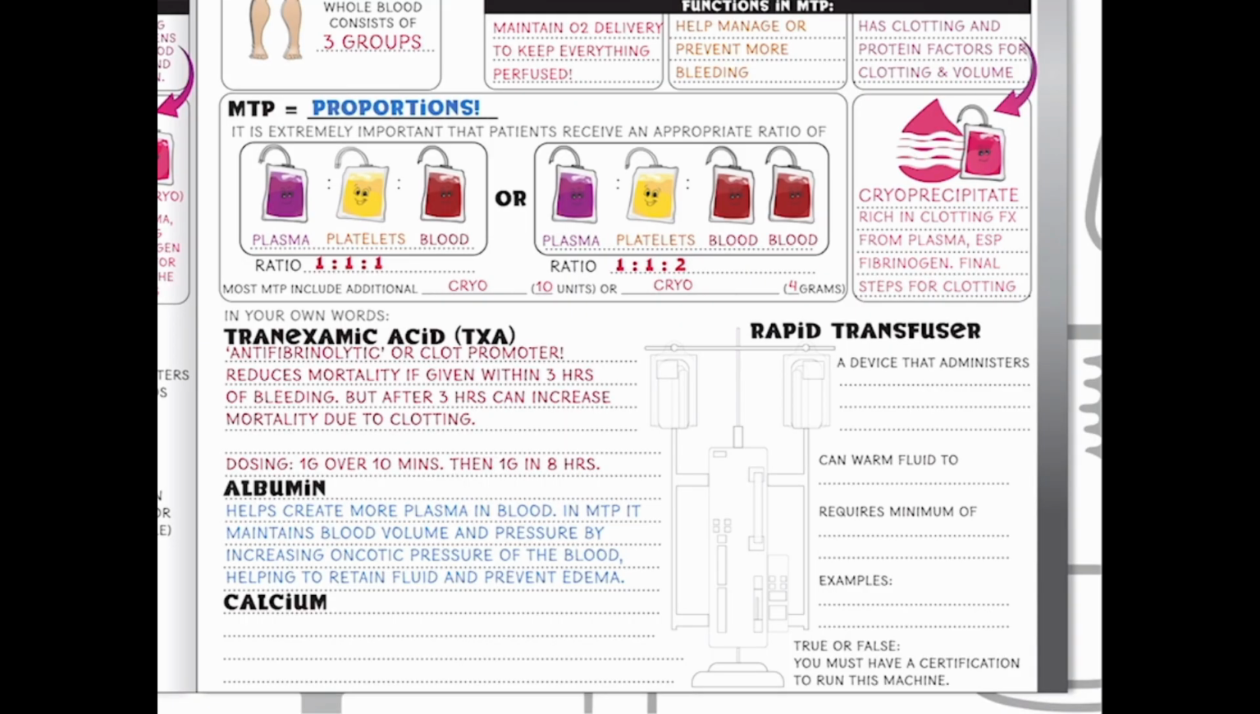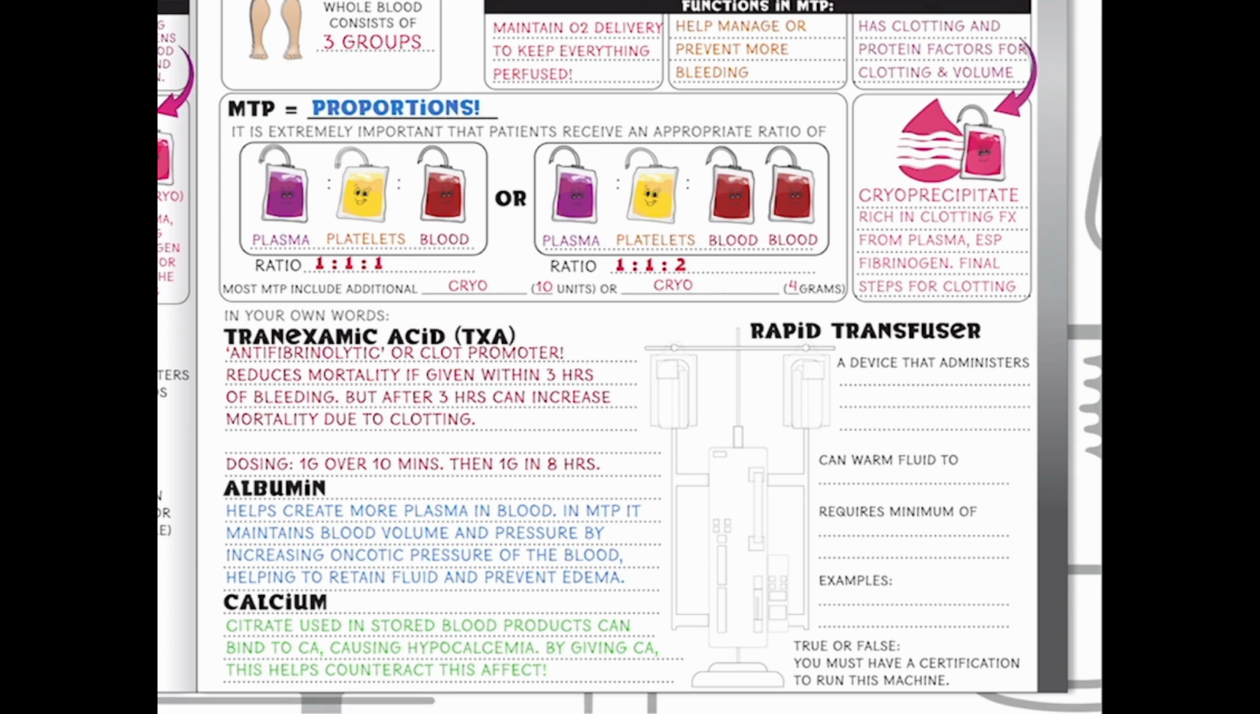If our heart doesn't have enough volume to pump around in its chambers, things are going to go bad. So we want to make sure that we're giving this to help with that plasma and that volume expansion, so we do have enough to keep perfusing to the good stuff, our main organs. Lastly, this word here, calcium. Why is calcium so important when it comes to MTP?